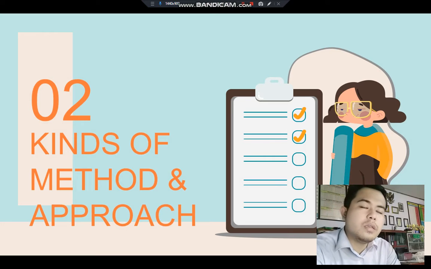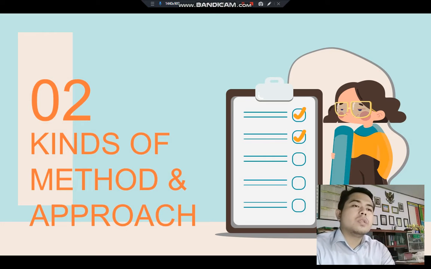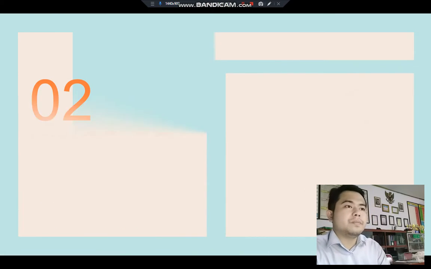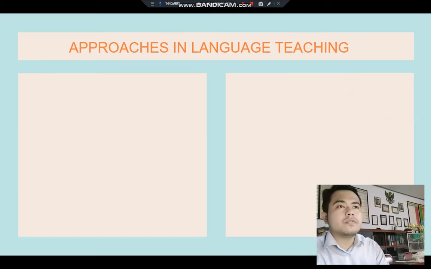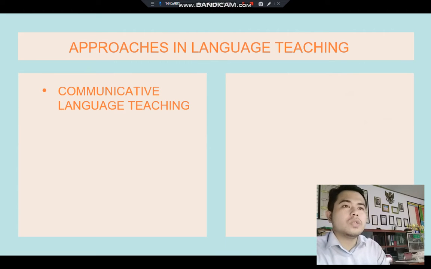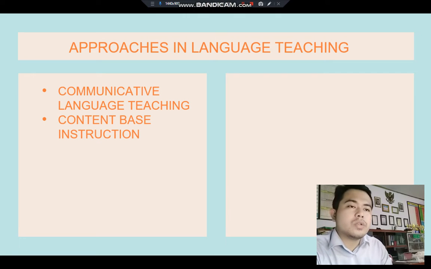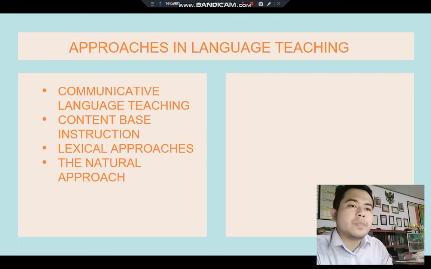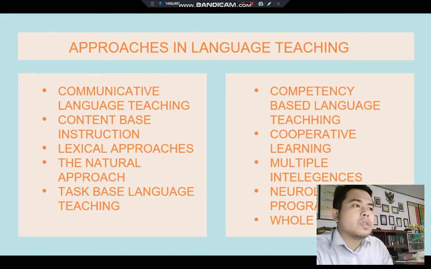For decades, the experts have developed and created many kinds of approaches and many kinds of methods. And these are some of the approaches in language teaching: communicative language teaching, content-based instruction, lexical approaches, the natural approach, task-based language teaching, competency-based language teaching, cooperative learning, multiple intelligences, neuro-linguistic programming, and whole language.